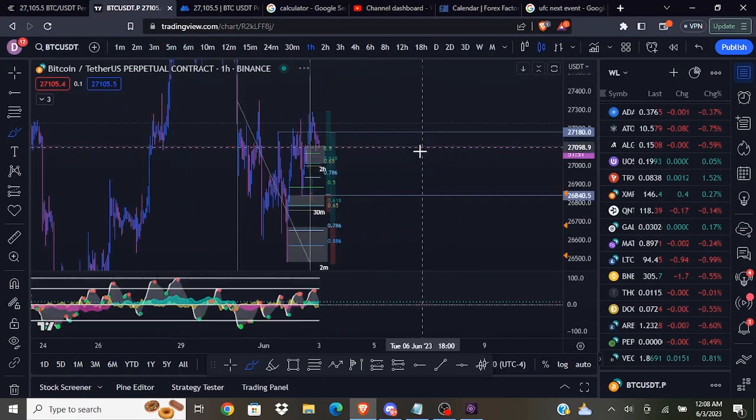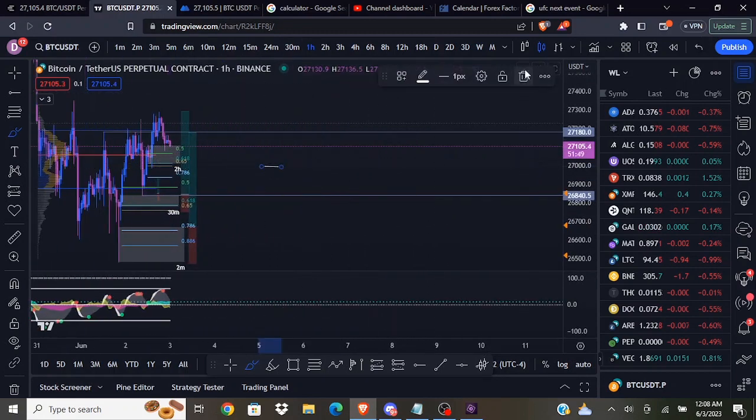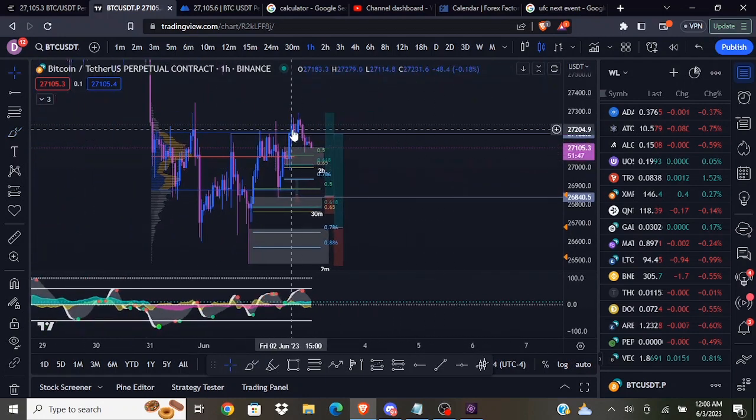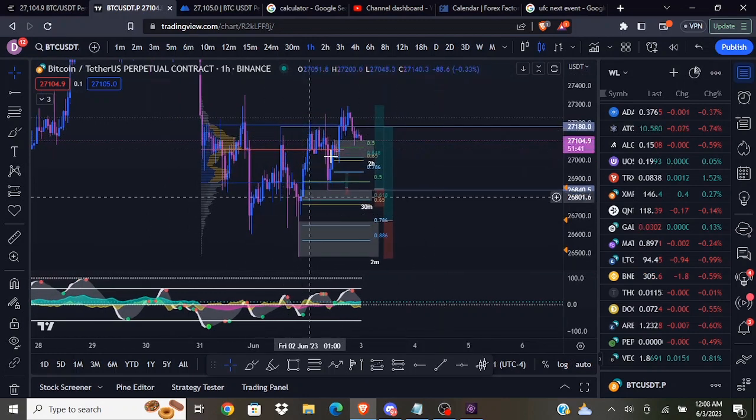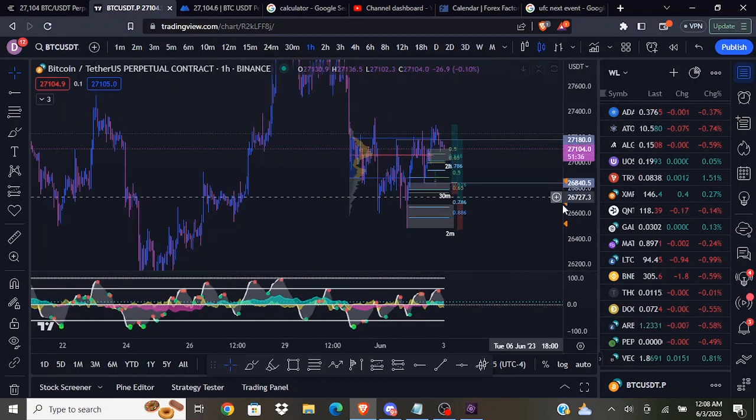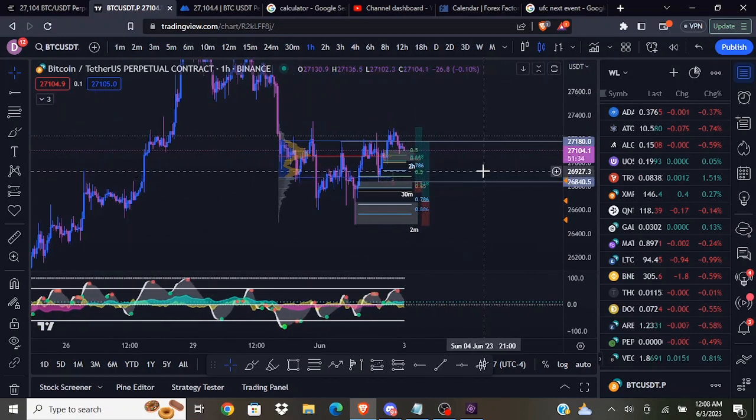But since we have come up to break the high, we put in a new high, and we have now closed 1 hour candles up above the 1 hour swing point. So we have now officially broken the downtrend on the 1 hour. That is somewhat of a significant development.